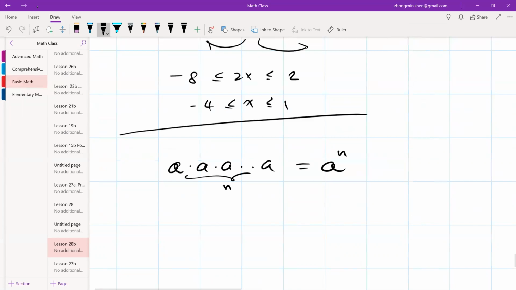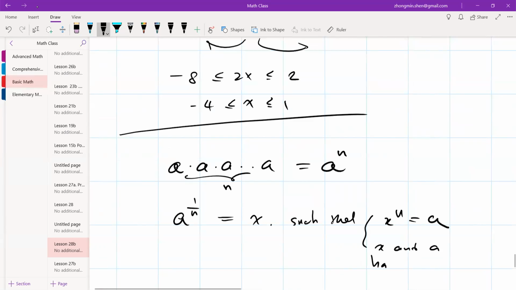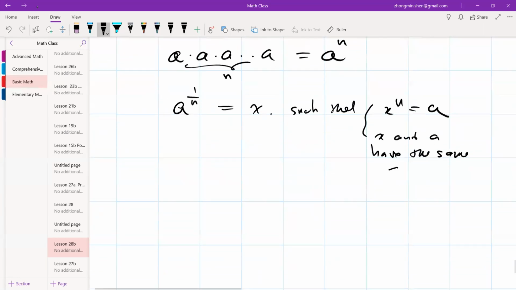And there are some formulas here. So what is a to the 1 over n? A to the 1 over n is the number x such that x to the power n equals a. Okay. And x and a have the same sign. If a is positive, x is positive. If a is negative, x is negative. But that number is not always defined.